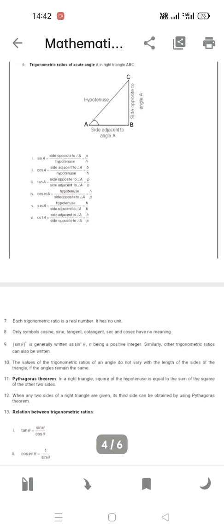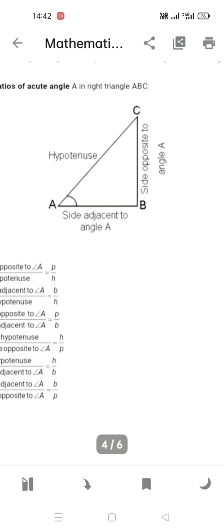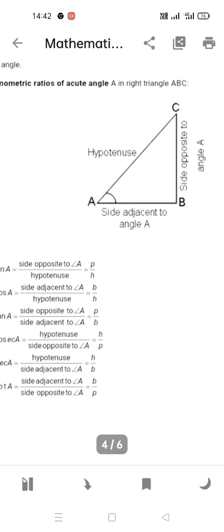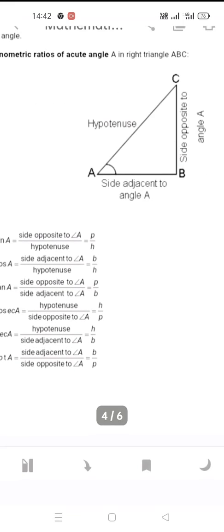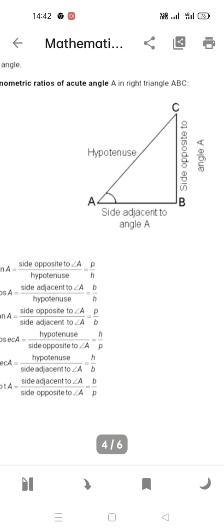So let's see some trigonometric ratios. As I told you previously, there are 6 trigonometric ratios: sine, cos, tan, cot, sec, and cosec. Let's see them one by one. Suppose this is the right angle triangle ABC. This will be your base, this will be your hypotenuse, and this is the perpendicular. You just have to remember: this is base, this is perpendicular.